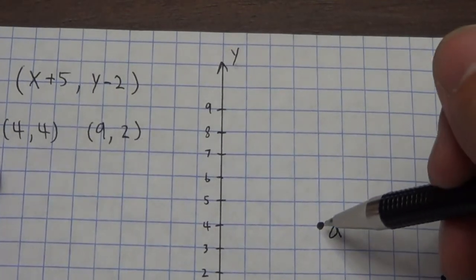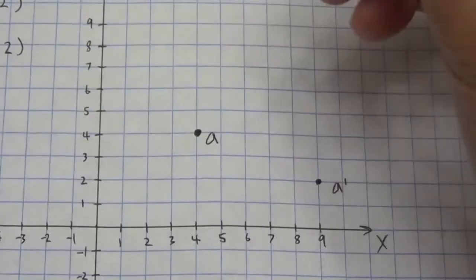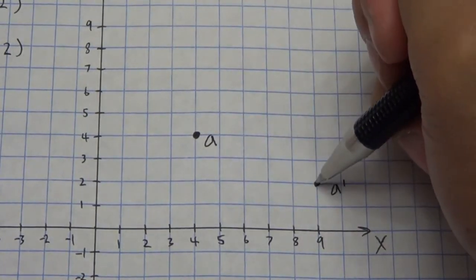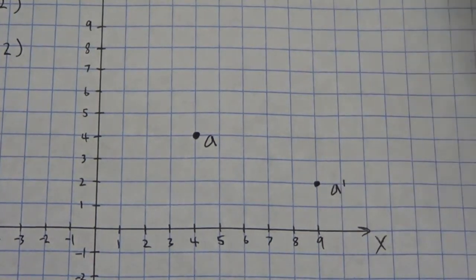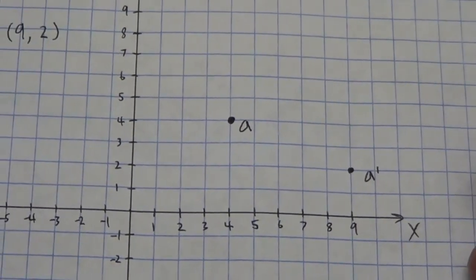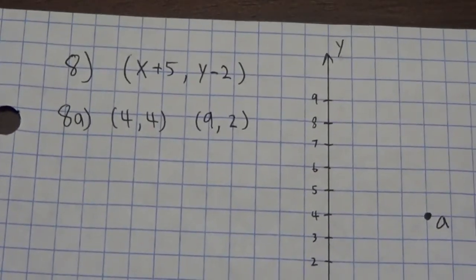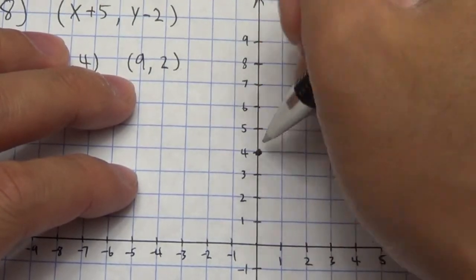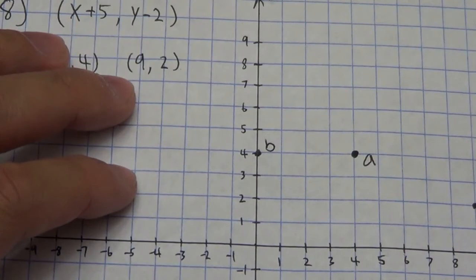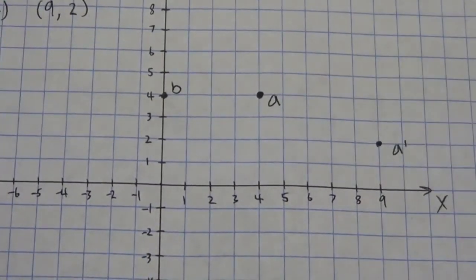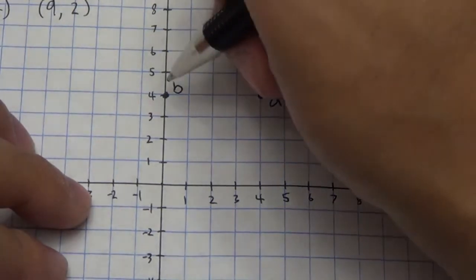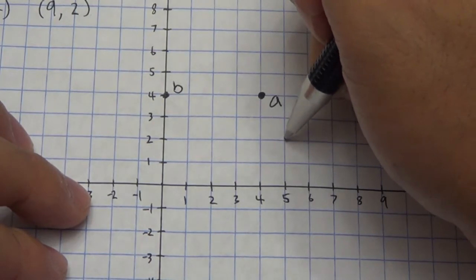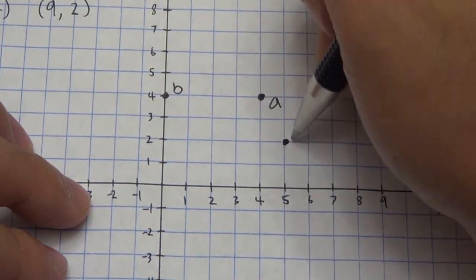So if we move A 5 spaces to the right, 1, 2, 3, 4, 5, and then we move 2 spaces down, we will arrive at the same place. So those are your two ways of doing that. Now 8b is 0, 4. So 0, 4 is right here. Label it B. Let's do the moving method. We move it over 5, 1, 2, 3, 4, 5, and move it down 2, 1, 2. So here's our new point.